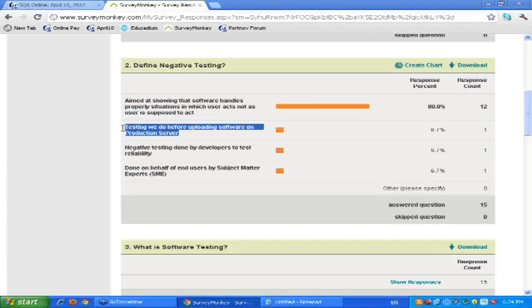So no, not really. Negative testing done by developers to test reliability, no. Done on behalf of the end user. All three answers here are irrelevant. So they are not exactly about negative testing.